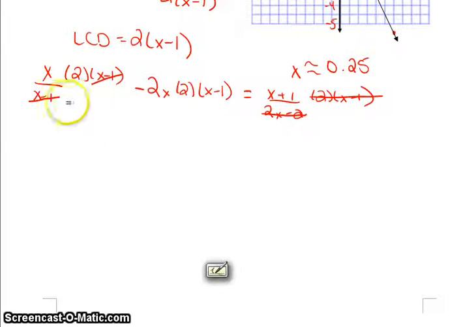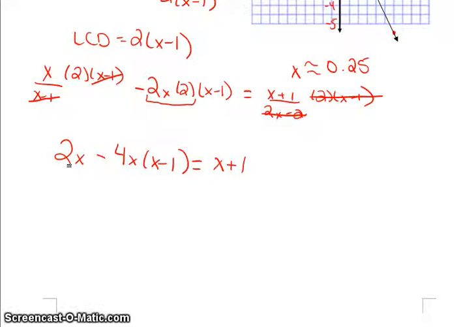From there, let's rewrite this to make it look a little cleaner. So we have 2x minus 2x times 2 times x minus 1. We can do this in a couple different steps, so let's tackle negative 2x times 2 first, which is negative 4x times x minus 1. On our right side, we have that is equal to x plus 1.